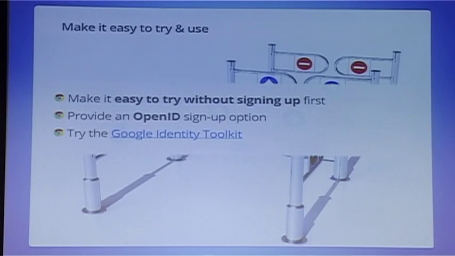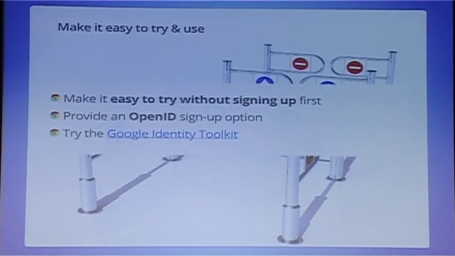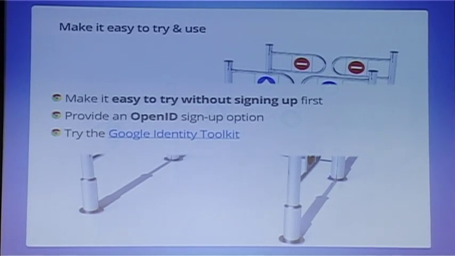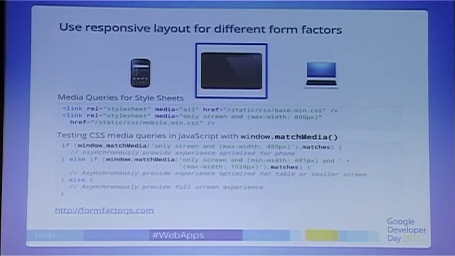So to achieve a great user experience, make it easy. It should be easy to try your application. You just want the user to go to your application and start playing with it. So no sign up. And when you do need a sign up, try to use OpenID. OpenID lets you use the sign-ups that the users have for other web services like Google, Facebook, Yahoo, and they can just use that user account to sign into your application. And the Google Identity Toolkit then makes that even easier.